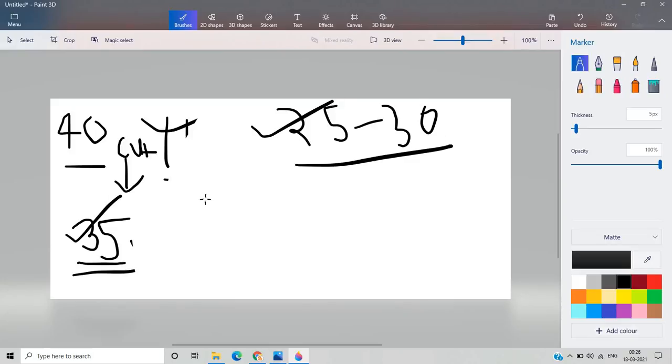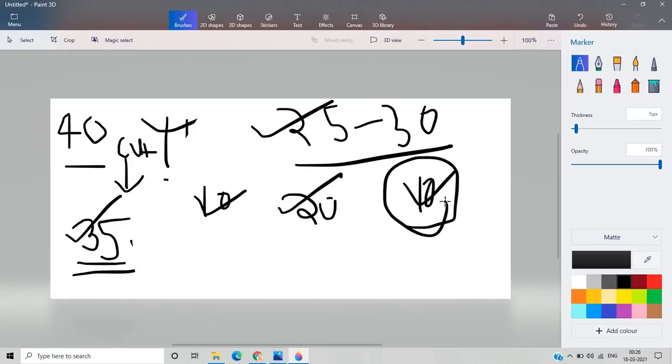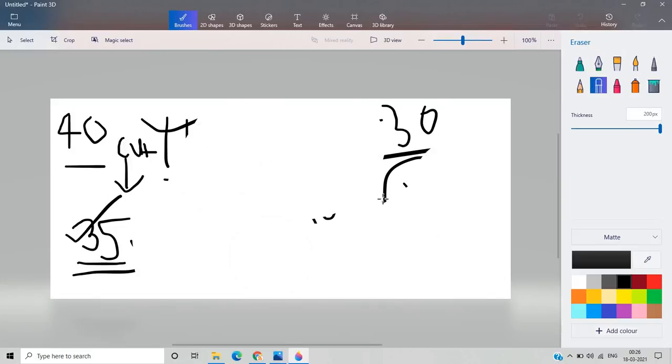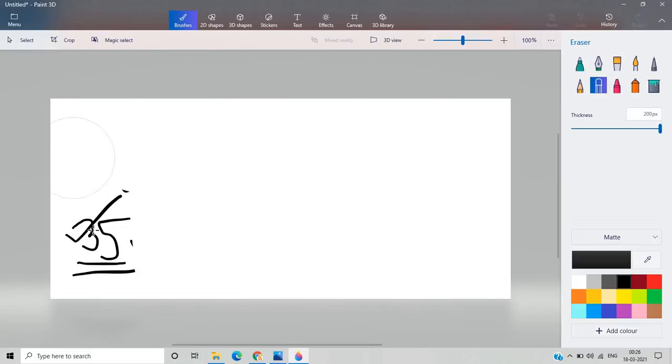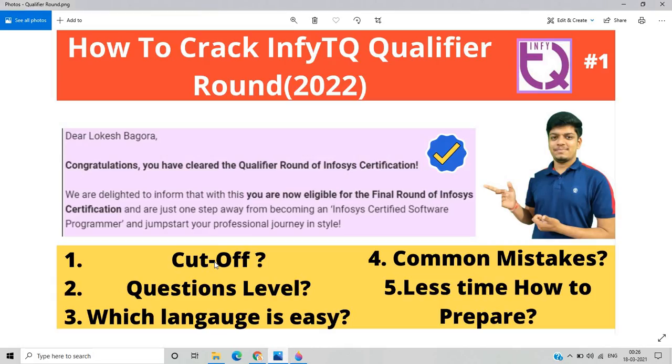Or we can say that this is predictive, because there are 10 questions of aptitude, 20 questions of the programming language that you choose, and 10 questions of DBMS. DBMS is common for the Java and Python candidates. So okay, let's move on to the next question that we consider in the InfyTQ qualifier round.